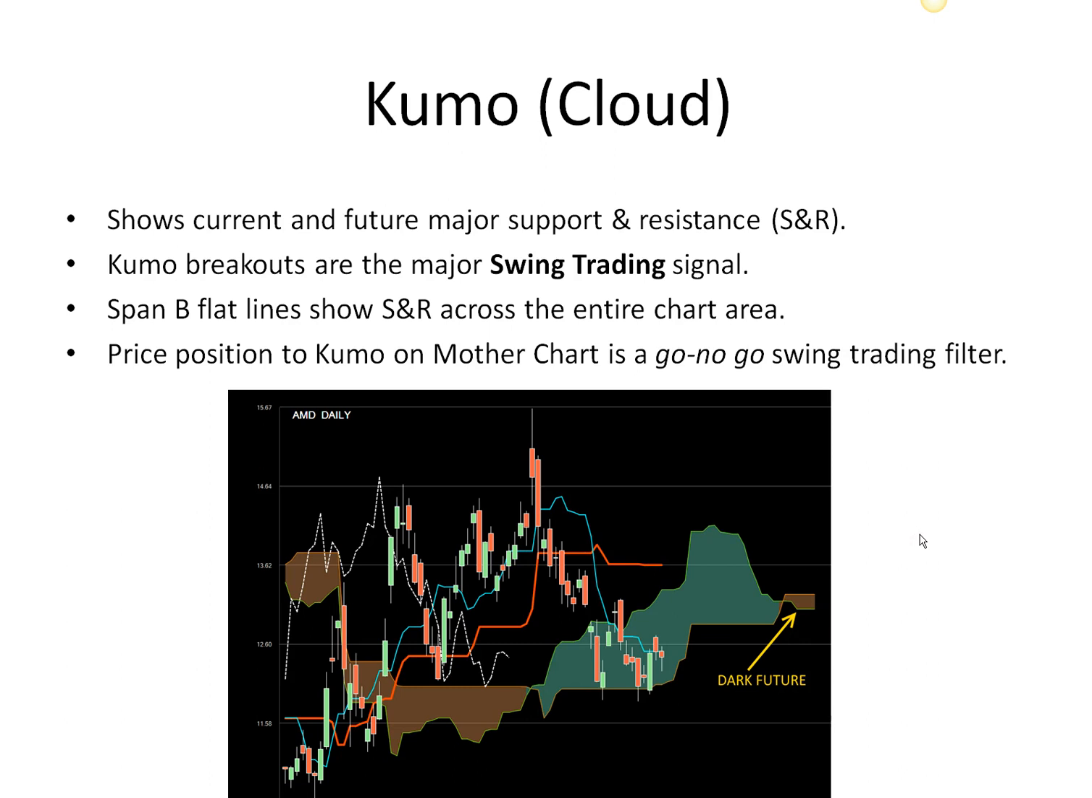The fourth element is the Kumo, or the cloud. And the cloud shows current and future major support and resistance.